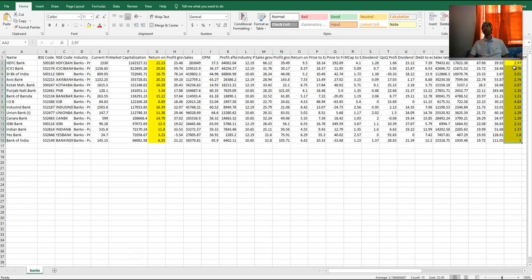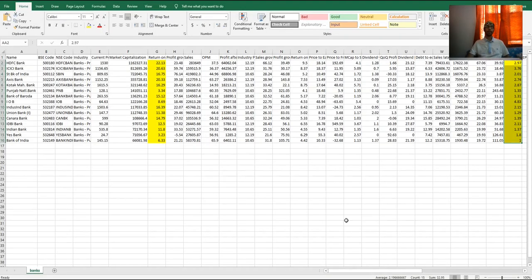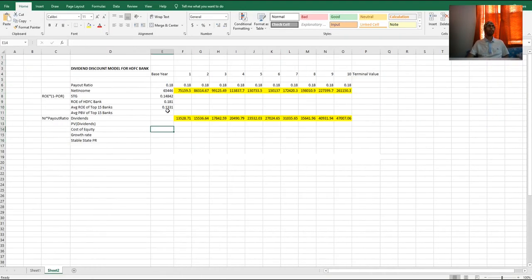The average price to book is coming to be, so this is the column which has all the price to book values, and the average is coming to be 2.19667 approximately. So I can write this 2.19667. This is the average book value of the top 15 banks.